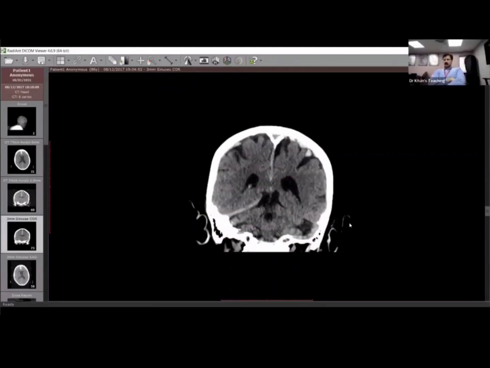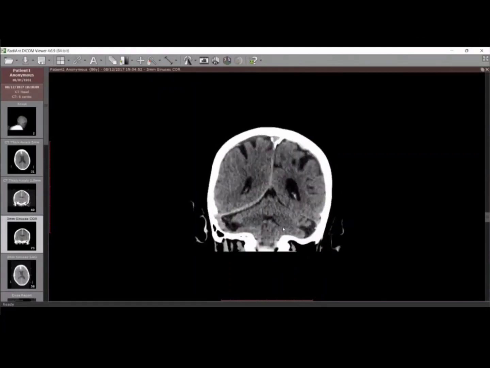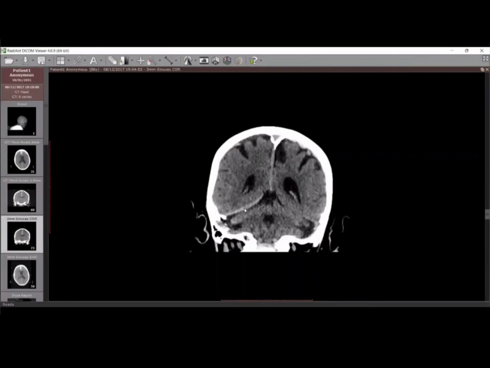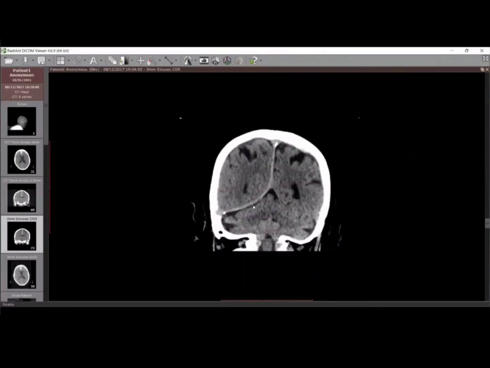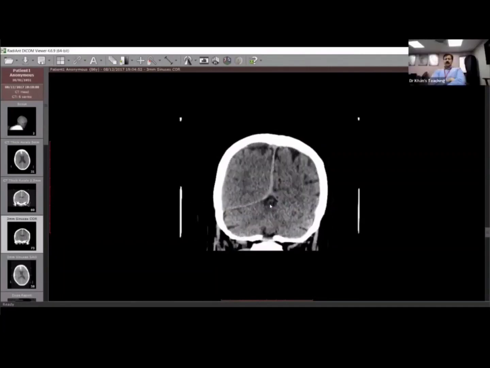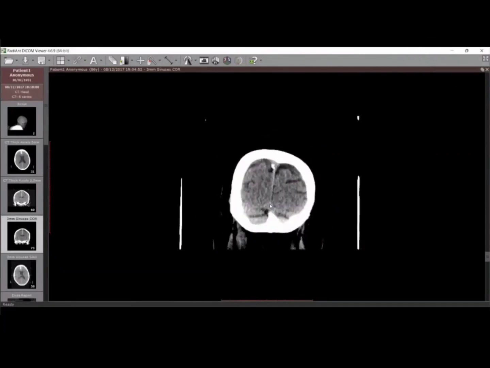Hint, satisfaction of search. Yeah, so there is thickening of the tentorium cerebelli on the right side. Doesn't change anything, isn't it? Because this is the same subdural which is going into the tentorium. Exactly, exactly.